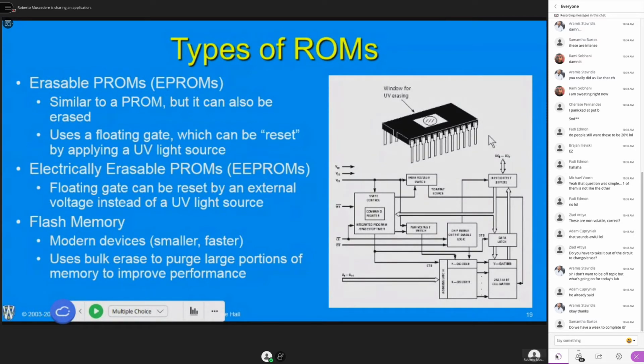We don't say EEPROM, we say double-E PROM, just like we say I-triple-E, because it's silly to say IEEE or whatever all the time, right? So double-E PROMs, or sometimes you'll see an E with a squared up here to imply you say it twice. Again, this one uses a floating gate, but it can be reset by an external voltage instead of a UV light source. And that external voltage is usually the same as the supply voltage of the circuit.